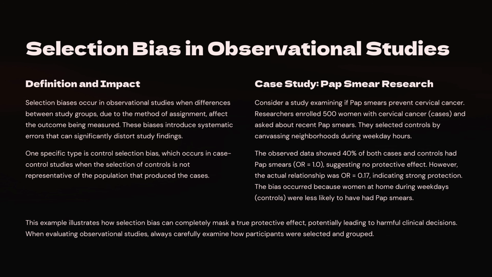However, the actual ratio is much lower, indicating strong protection from getting pap smears, because the bias occurred because the way they recruited the control group was women at home during weekdays who were less likely, for whatever reason, to have pap smears. So it's really critical and difficult to control for this bias in observational studies. You have to be very careful and very deliberate in how you obtain your groups in observational studies.